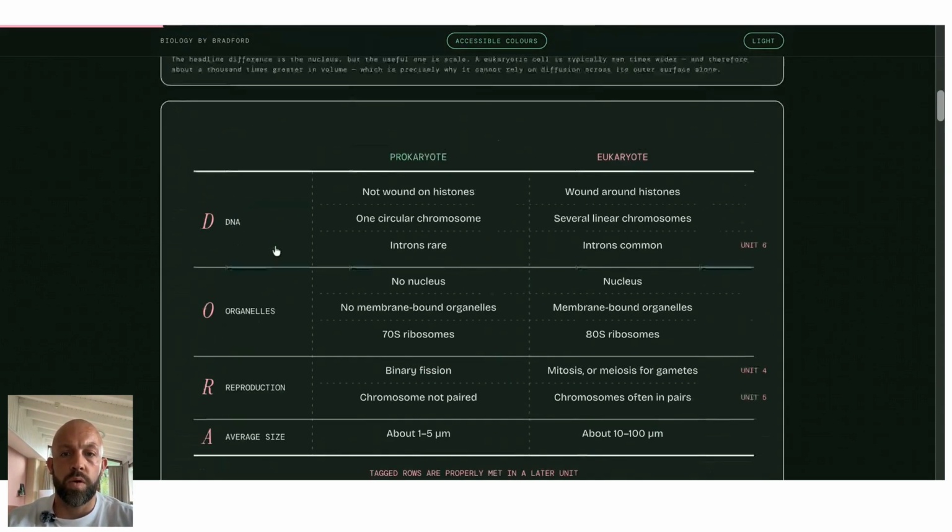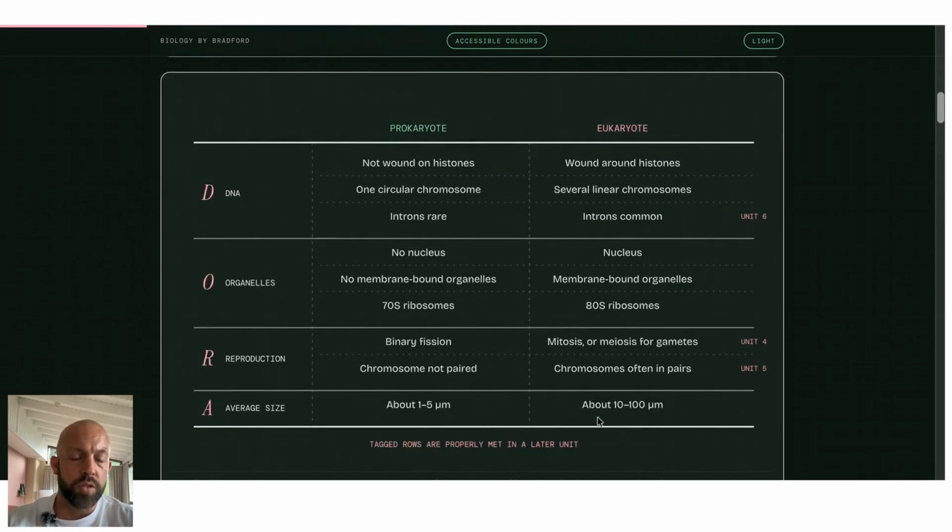Now, with this complexity means that we also have an increase in size. But having an increase in size does not come without its challenges. So a prokaryote is about 1 to 5 micrometers. And a millimeter is 1,000 micrometers, whereas a eukaryote is 10 to 100 micrometers.